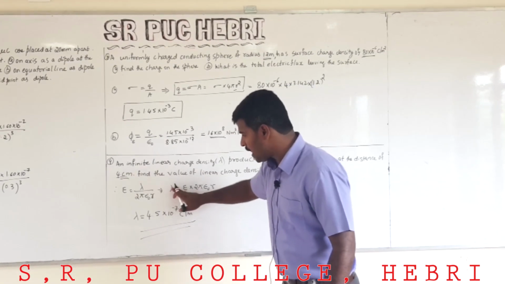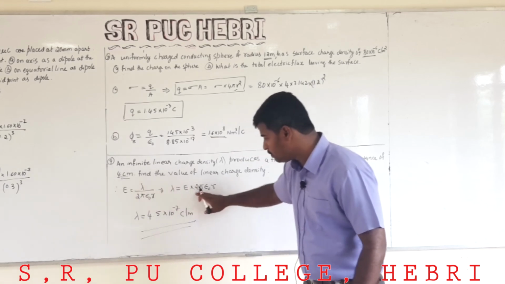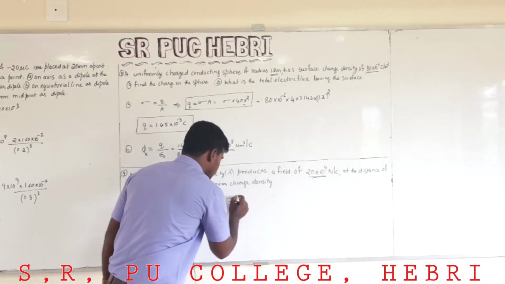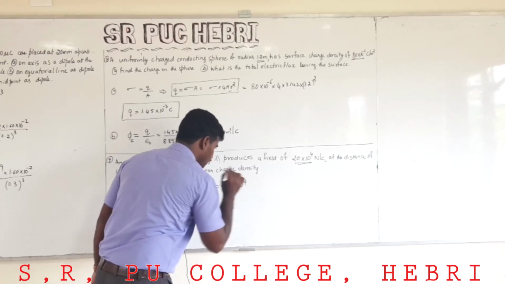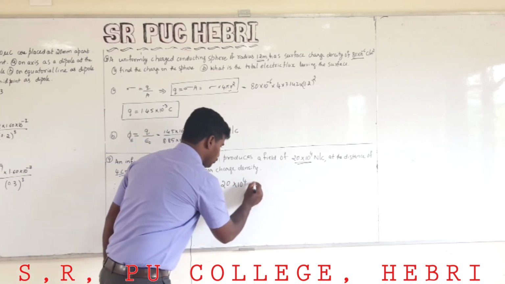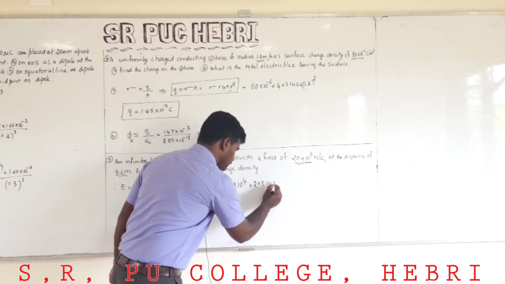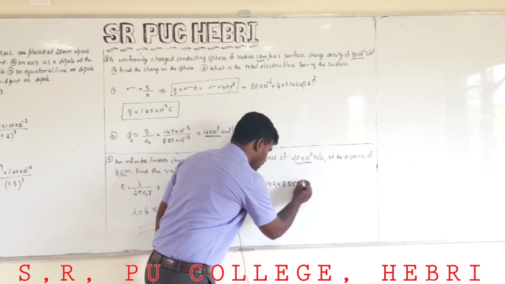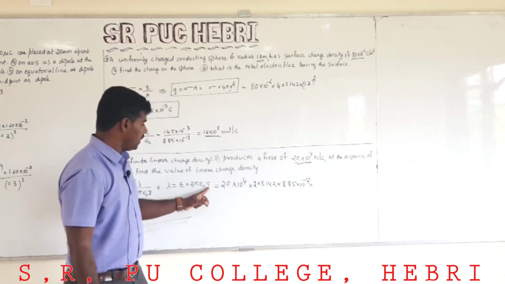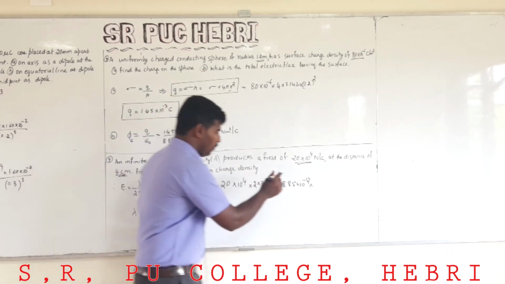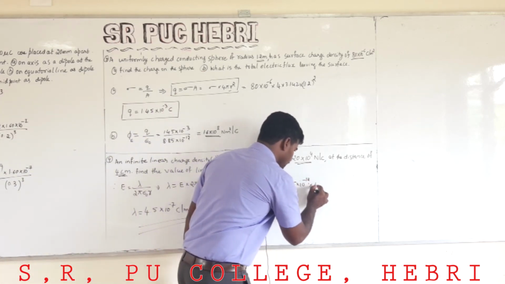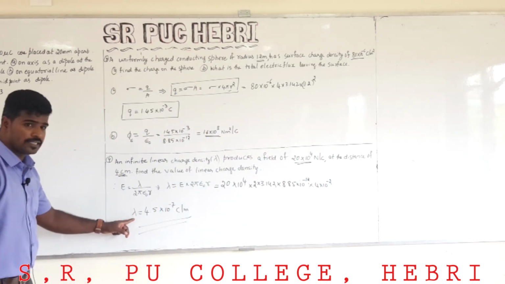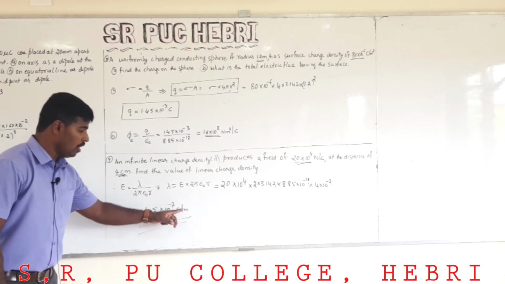By rearranging the equation, lambda is equal to E times 2 pi epsilon naught r. The electric field E is given in the question as 20 into 10 raised to the power 4, into 2 times 3.142, that is the value of pi, epsilon naught, that is the constant value, 8.85 into 10 raised to the power minus 12, into the value of r, the distance they have given, 4 centimeter. 4 centimeter in terms of meter is expressed as 4 into 10 raised to the power minus 2. Therefore, lambda is equal to 4.5 into 10 raised to the power minus 7 coulomb per meter, which is the answer.